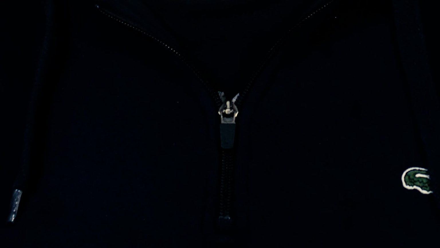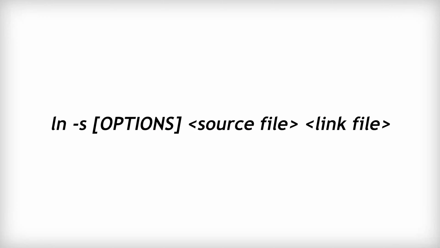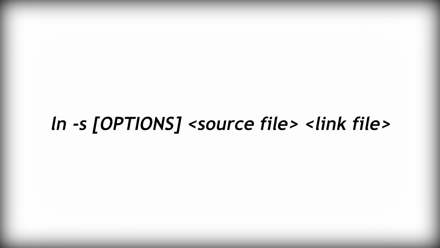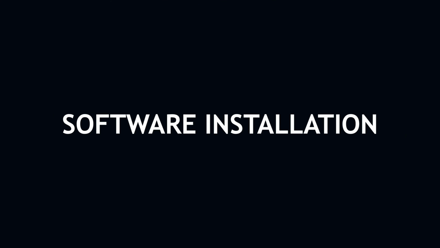Symlinks are not limited to a single drive, they can be created system-wide. To create a symlink, you use the ln command with the s parameter. The existence of the link file is optional. If it's absent, the system will create it for you using the source file name.